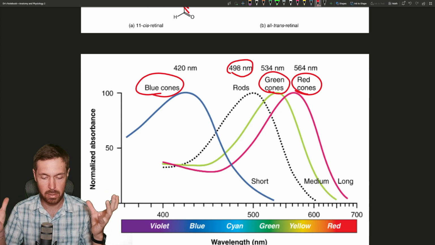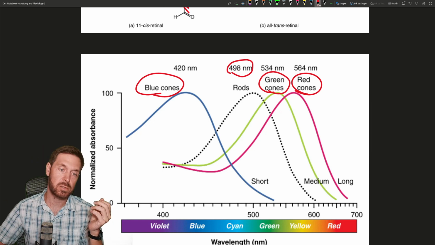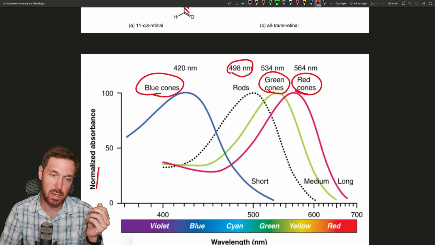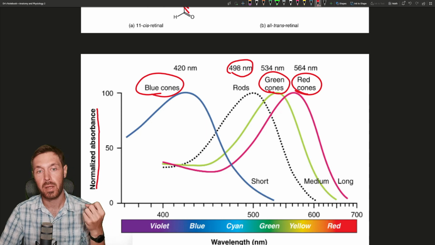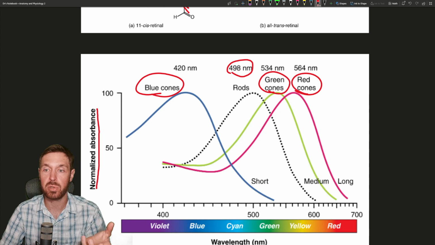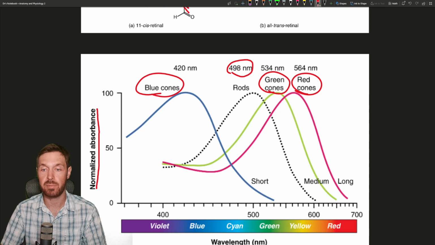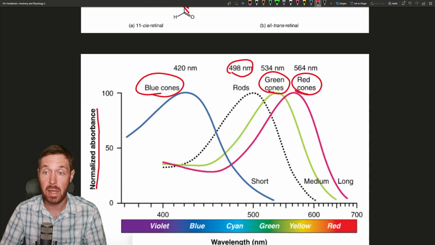And then you have blue cones, green cones, and red cones. So how can you see so many shades of light? Well, it deals with the percent of absorbance over here. Absorbance is how well those proteins absorb at that particular wavelength. Because you don't only see blue, green, or red, you see all the different shades in between, browns and light greens, light orange, and you know what I mean.